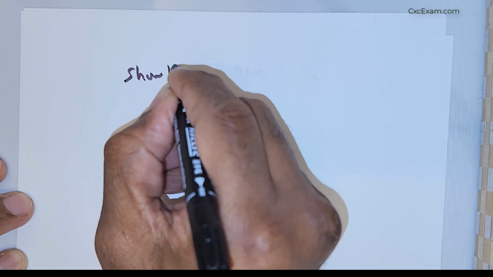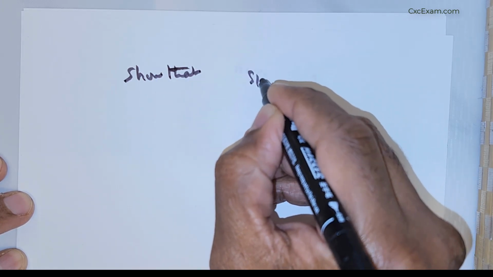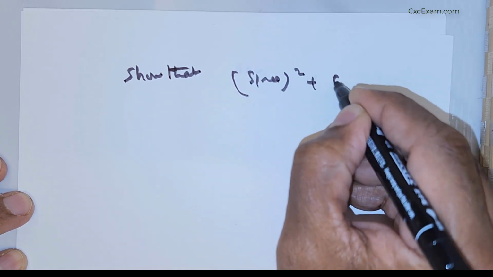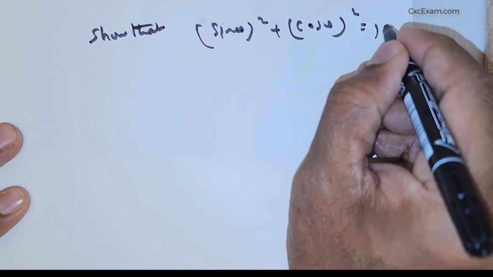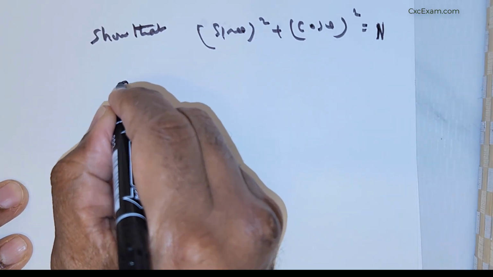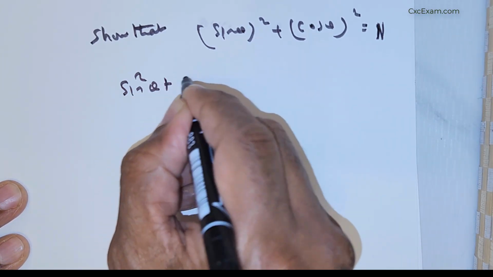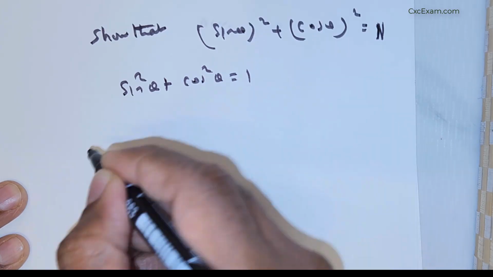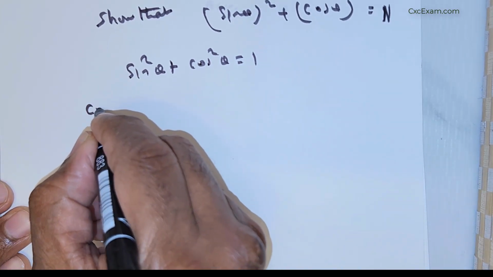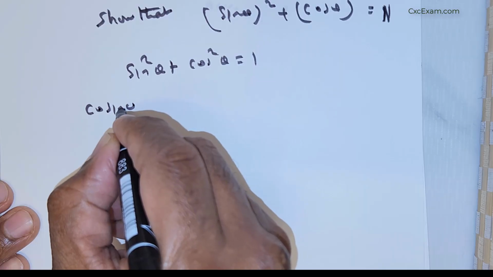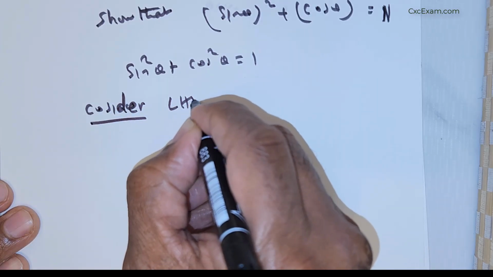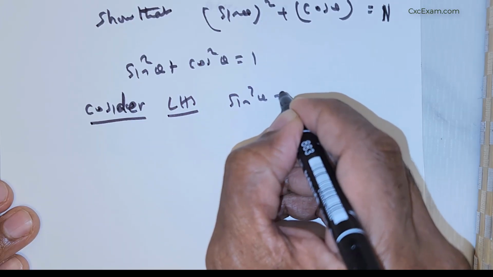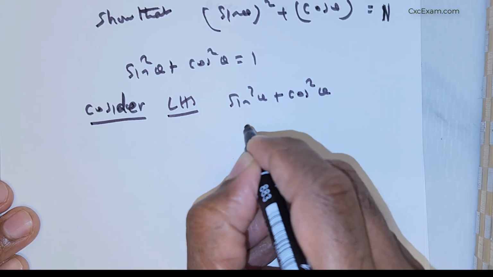Now this is the next question. They are asking us to show that sine theta squared plus cos theta squared is equal to 1. Okay, so what is this? This is nothing but sine squared theta plus cos squared theta. We have to show it to be equal to 1. So I'm going to consider the left hand side, which is sine squared theta plus cos squared theta.